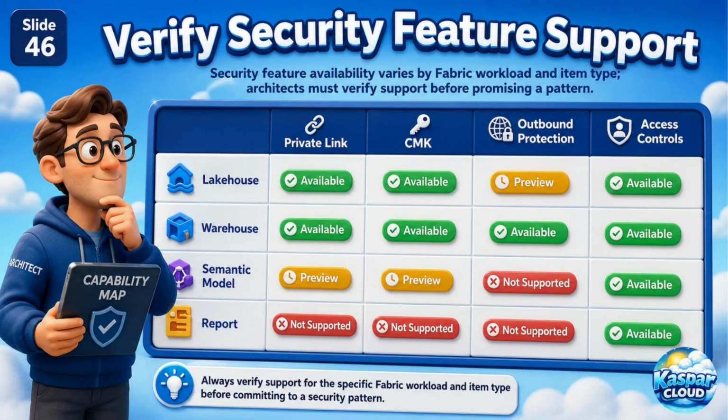This matters when designing secure workloads. A feature that protects a lakehouse may not protect every Power BI item in the same way. Architects should check feature support before promising a security pattern. Secure design must be based on actual workload capabilities, not assumptions that every Fabric experience behaves identically.